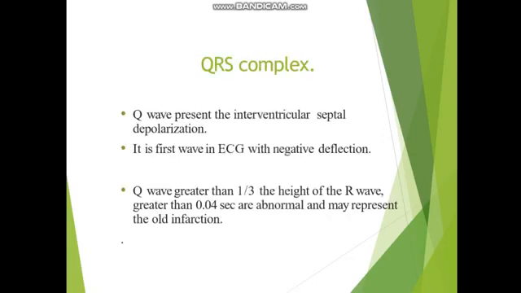In the QRS complex, Q wave represents the interventricular septal depolarization. This is worth remembering. Q wave stands for interventricular septal depolarization, and its direction is ever from left to right side. It's the first wave in the ECG with negative deflection. This is a negative wave. I told you, son, that a negative wave is below the isoelectric line or baseline. A positive wave is above.